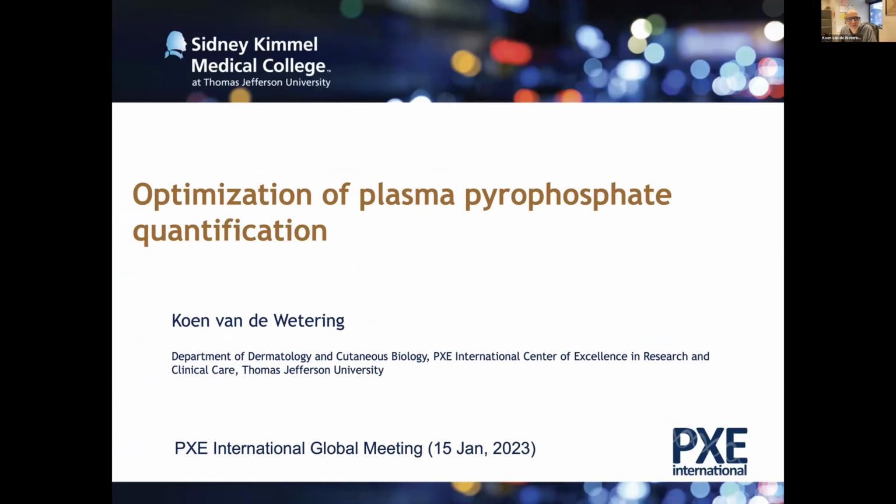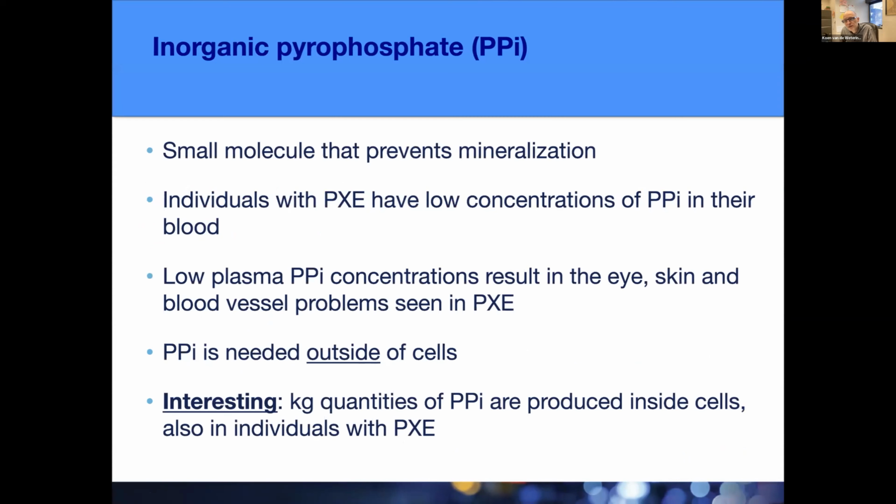Today, I will give an update on work that we've done in the last 2 years, in which we optimized an assay to determine plasma pyrophosphate concentrations. So we developed an assay to really accurately determine inorganic pyrophosphate concentrations in the blood circulation. And what kind of molecule is inorganic pyrophosphate? It's a small molecule that prevents mineralization. And mineralization underlies the clinical manifestations in PXE.